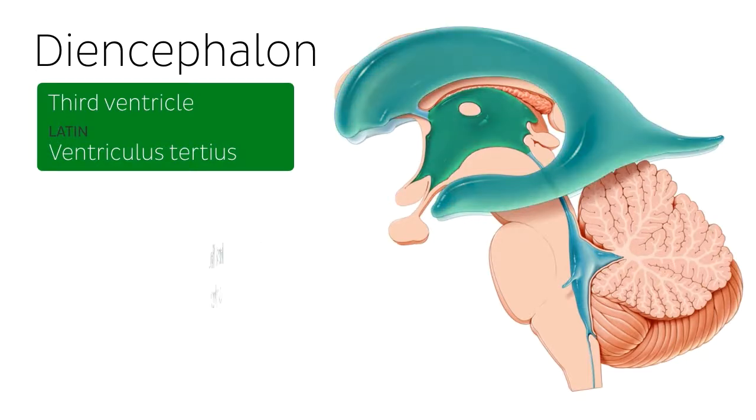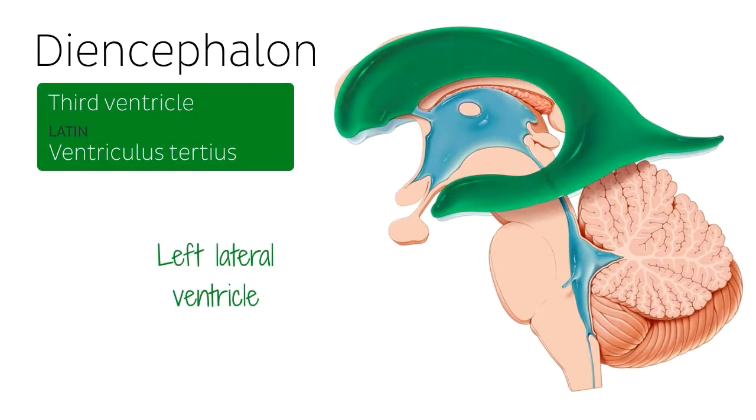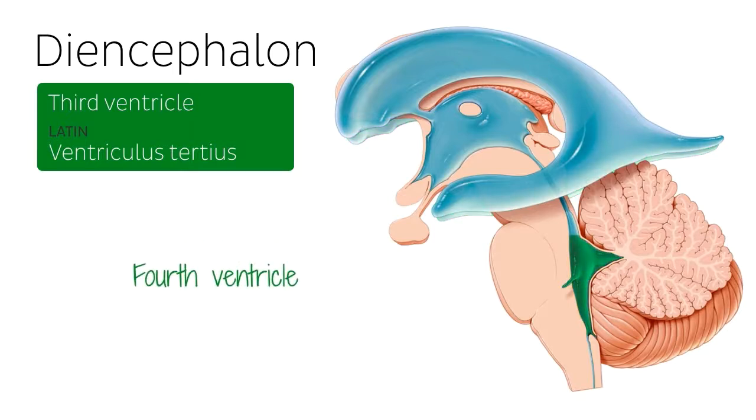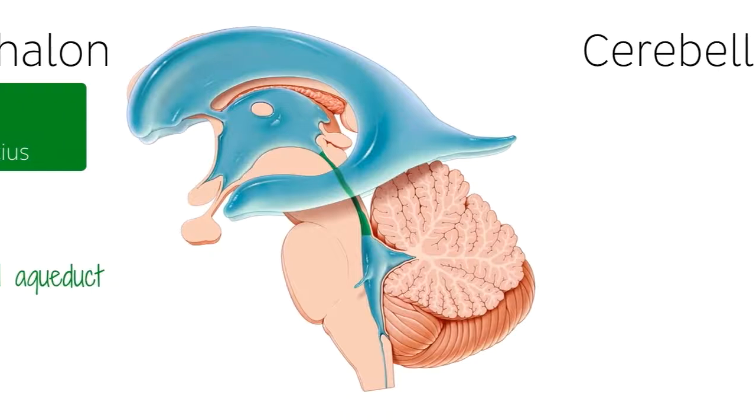On either side, it communicates with the left lateral ventricle and the right lateral ventricle via the interventricular foramina of Monro, which on this image is this little passageway just here. And posteriorly, the third ventricle connects with the fourth ventricle, highlighted in green, through the cerebral aqueduct.